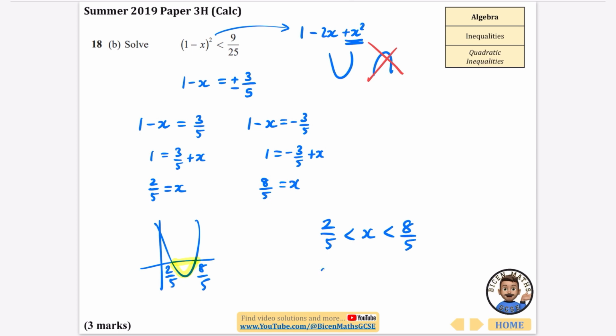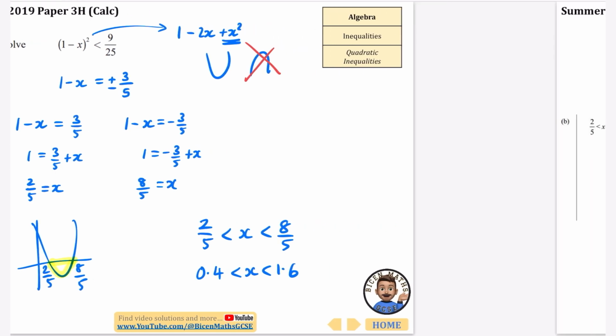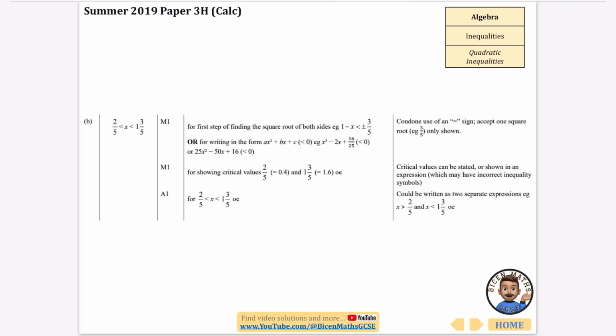And of course, you could give that as a decimal. You could say 0.4 and 1.6. Either of those things would be perfectly accepted for this. So you could try it out. You could substitute in values and think about how that might actually affect if it's going to be less than 9/25, if you're not sure about which way to do these inequality signs. So we do have the 2/5 and 1 3/5. It says OE, which means or equivalent, and you can see that they've got 1.6 and 0.4 as alternatives as well.